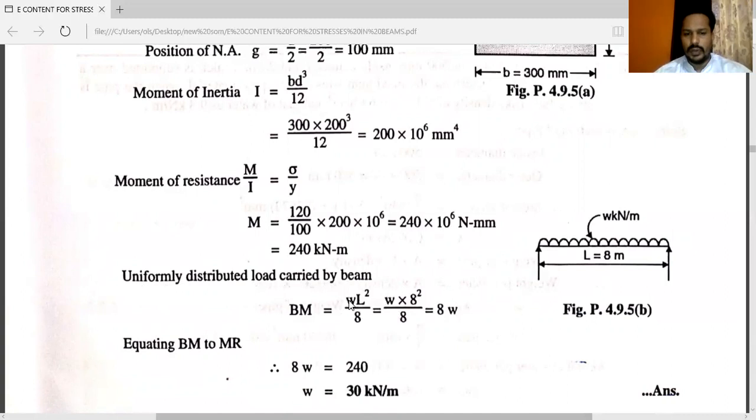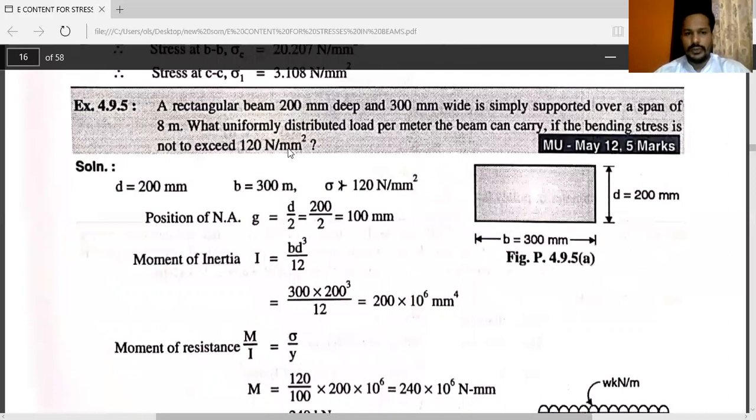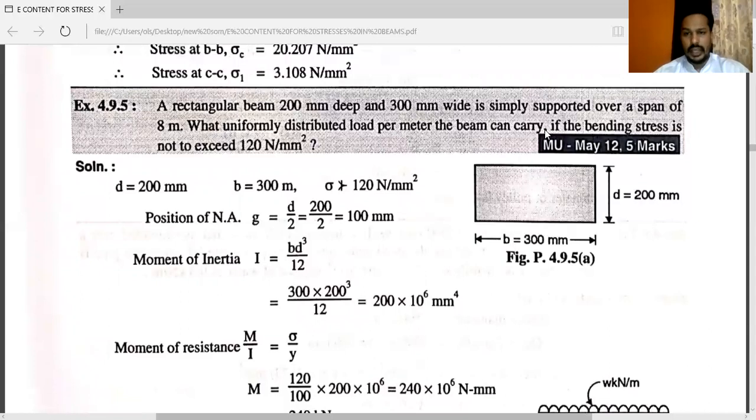So here we don't have the value of W, but we have the value of length, that is 8 square. So W into 8 square by 8, that is 8W, that is the bending moment. And we know that bending moment is equal to moment of resistance. So here, equating bending moment to moment of resistance, 8W is equal to 240. You will get the value of W, that is 30 kilonewton per meter. That is the value of uniformly distributed load per meter the beam can carry.